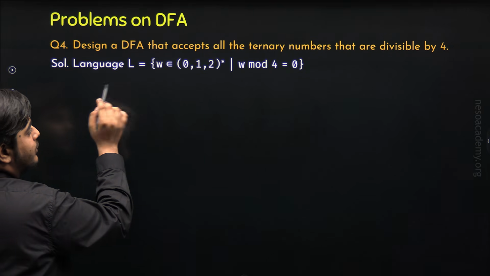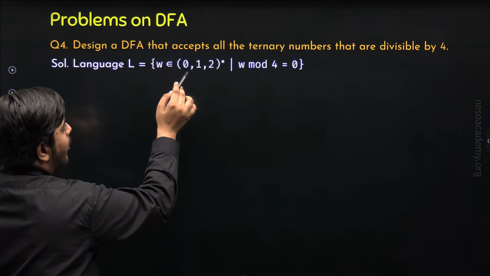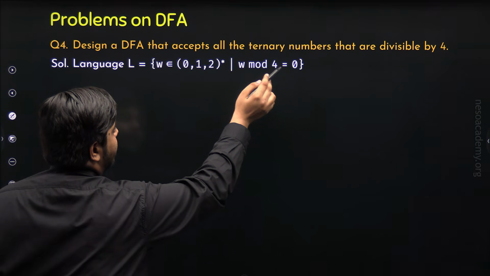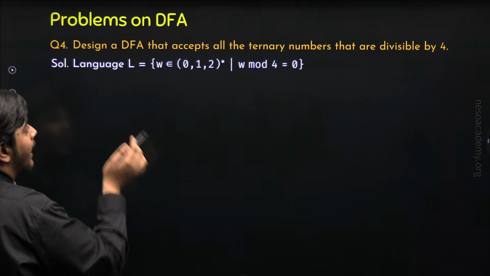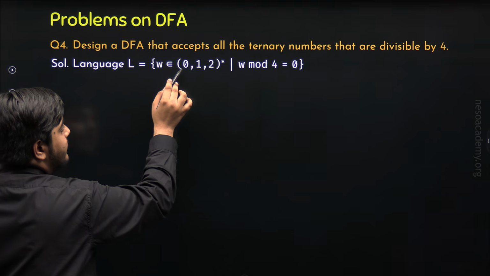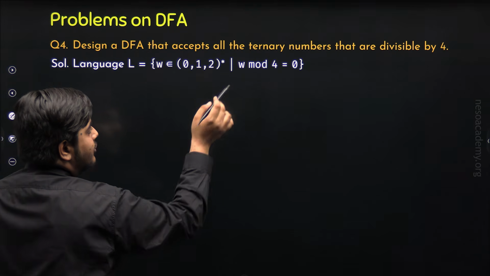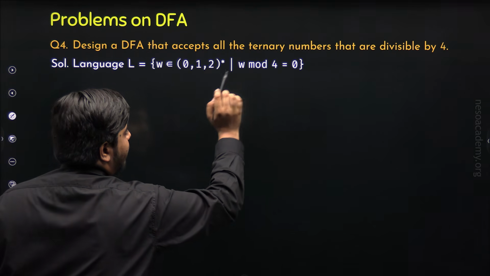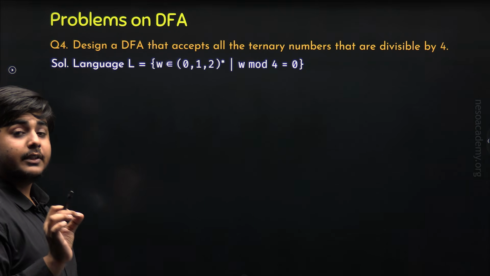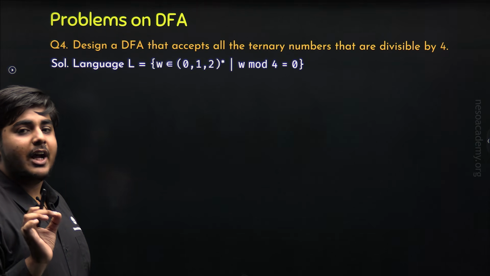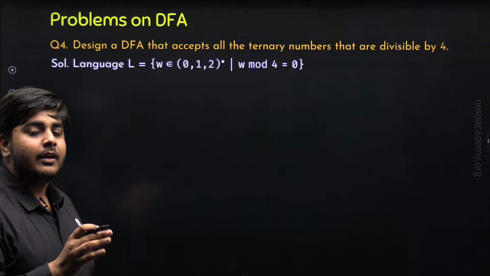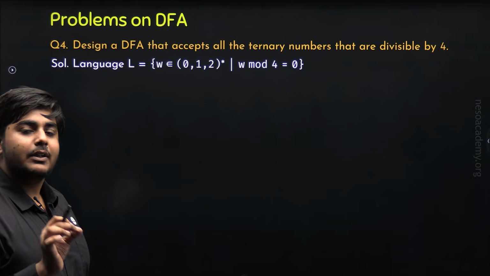Language L is equal to W belongs to {0, 1, 2}*, such that W mod 4 is equal to 0, which means our language will contain all the numbers consisting of only 0, 1 and 2 such that when the number is divided by 4, it leaves 0 as the remainder, which means the number should be completely divisible by 4. Now we will implement the trick, and to implement the trick, we need to draw the transition table.